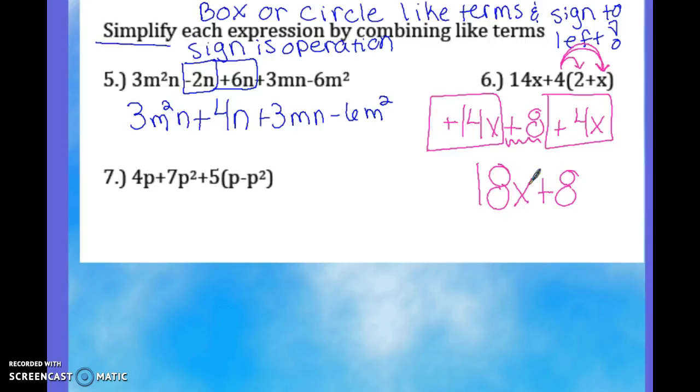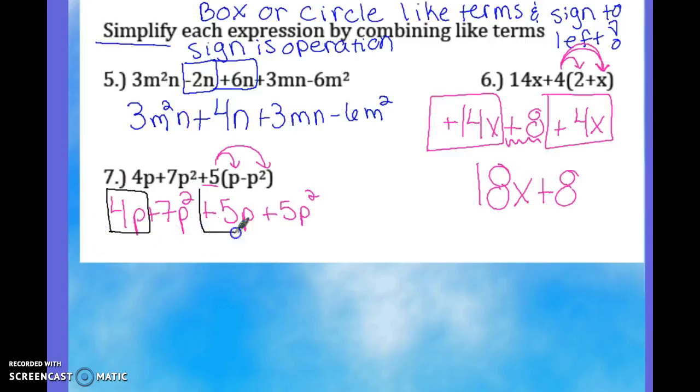Number 7, we've got a lot to distribute here. So here I'm going to go ahead and first distribute, and I get positive 5p. A positive 5 times a negative p squared is a negative 5p squared. And then let's bring down the rest. 4p plus 7p squared. I see a couple of like terms here. Positive 4p plus 5p is positive 9p.